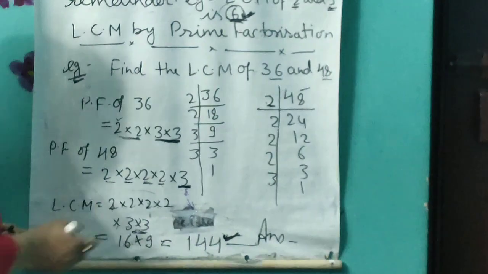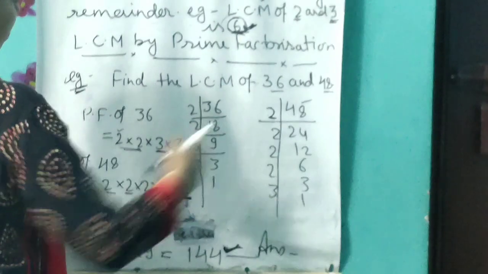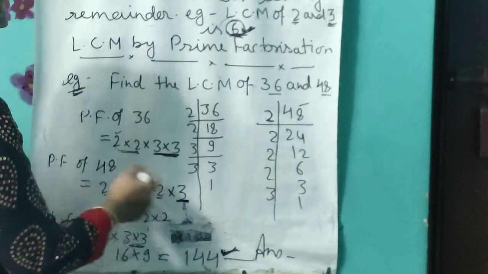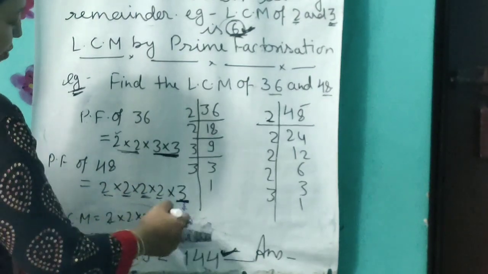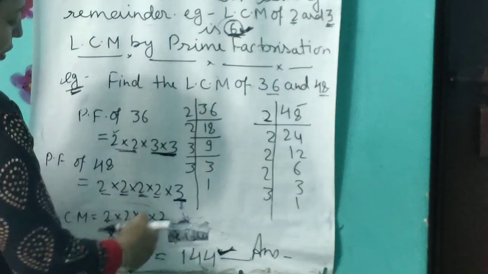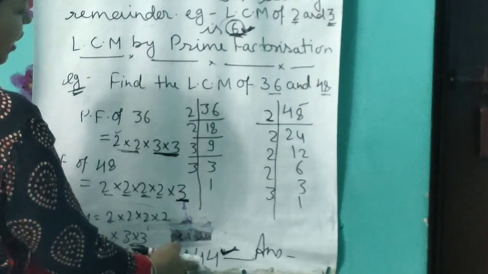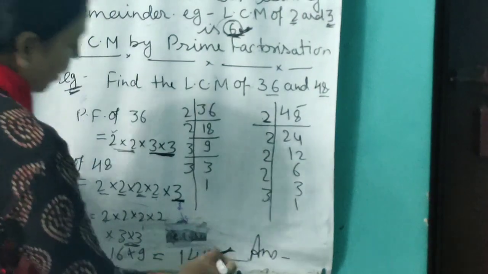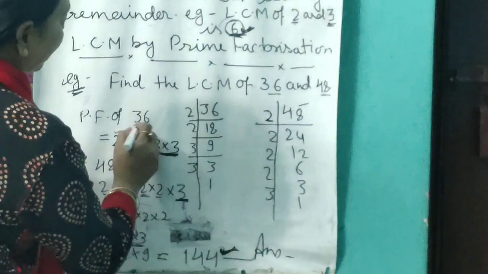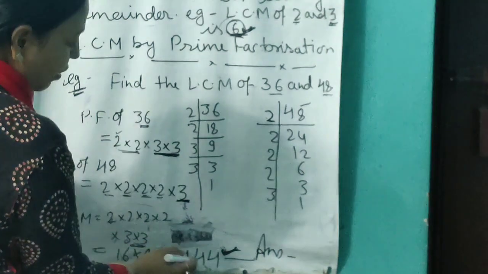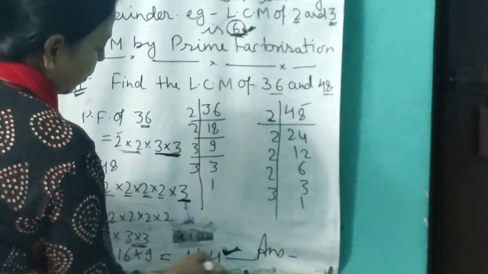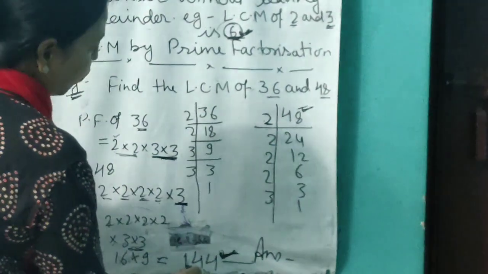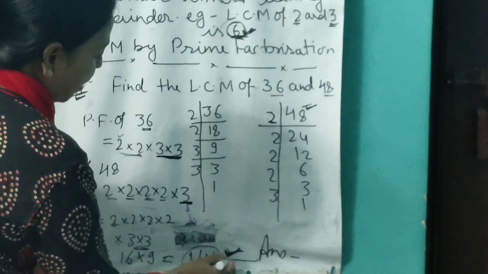So what you have to do in this, you will take out the prime factors of each number and then you will select the prime factor which appears the maximum number of times. So that many times you will write that factor and then you will multiply it. You will get the final LCM. And you can verify also: this 144 is divisible by 36. 36 4s are 144. And this 144 is divisible by 48 also. 48 3s are 144. It means this is the lowest number.